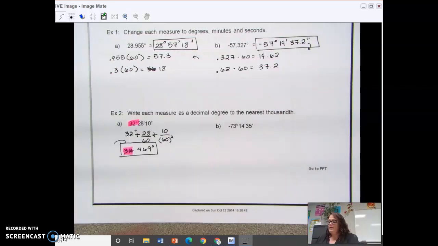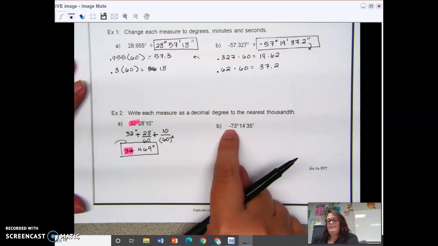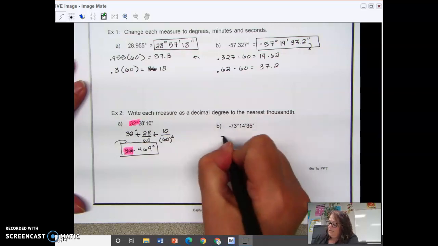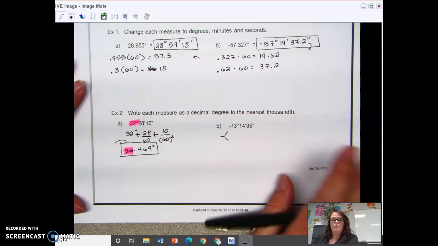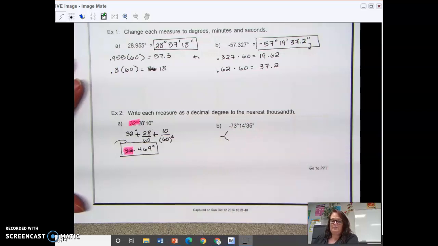So take a moment, and again, this negative has nothing to do with the calculation. The negative is just how we rotate. So take a moment to figure out what this would be in degrees to the nearest thousandth. Hopefully I don't get scared again.